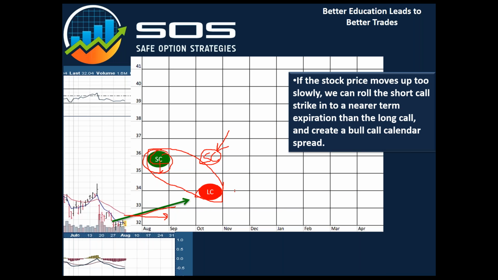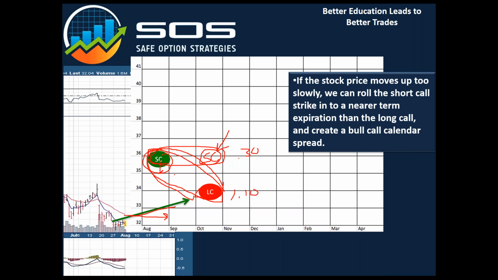So we've got a $2 spread here. Let's say hypothetically we paid $1.10 for this option right here, and we took in a credit of 30 cents right here. When we make a determination that we're going to roll this option in, we're going to move this short call from the October expiration to the August expiration in this example.